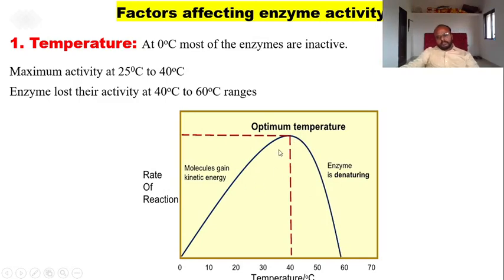That means this graph shows that the optimum temperature range for enzyme activity is 25 degrees Celsius to 40 degrees Celsius. Below that range, the rate of the reaction becomes minimum, and above that optimum temperature, the rate of reaction is also minimized. That means temperature affects the rate of the reaction. Ultimately, it affects the activity of the enzyme.